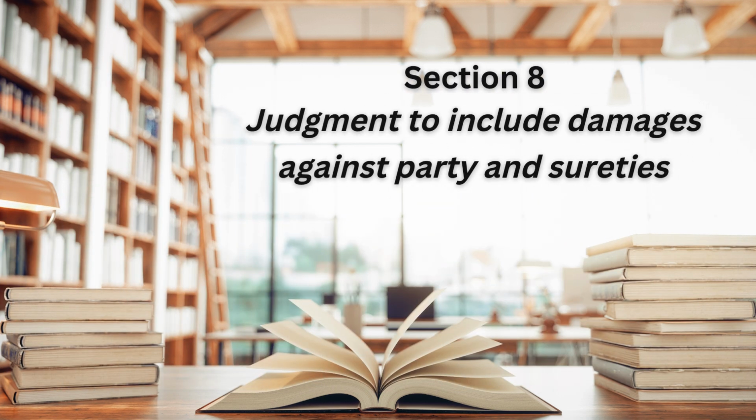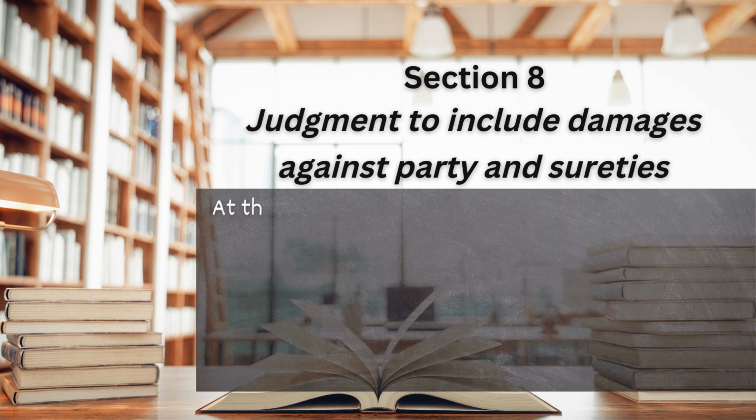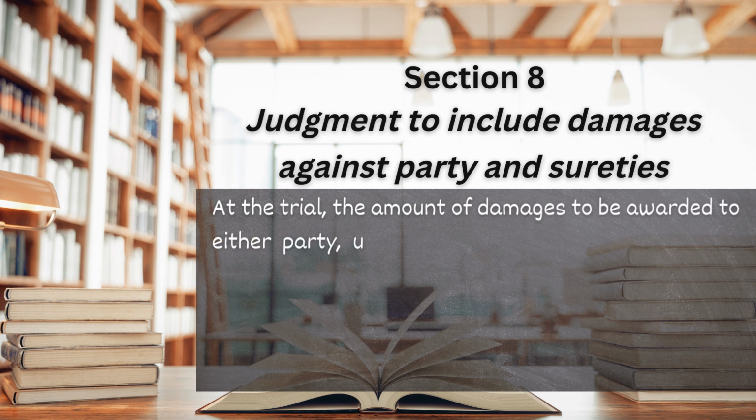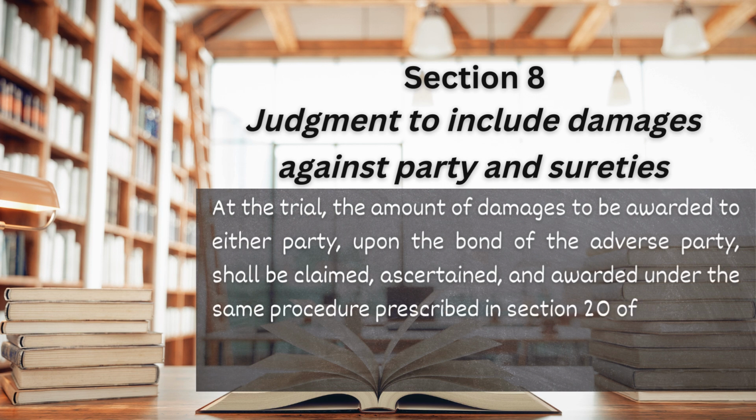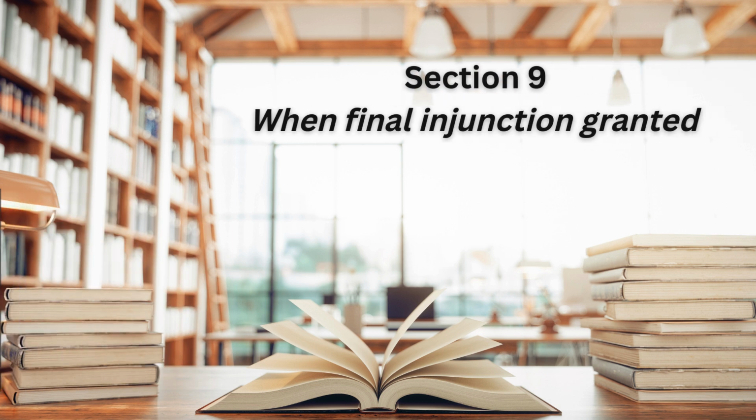Section 8. Judgment to include damages against party and sureties. At the trial, the amount of damages to be awarded to either party upon the bond of the adverse party shall be claimed, ascertained, and awarded under the same procedure prescribed in Section 20 of Rule 57.